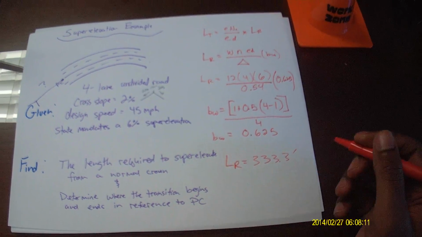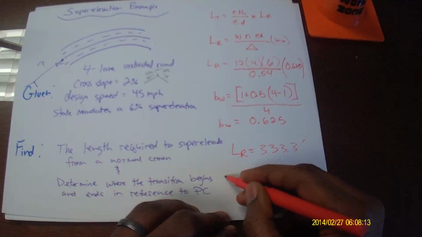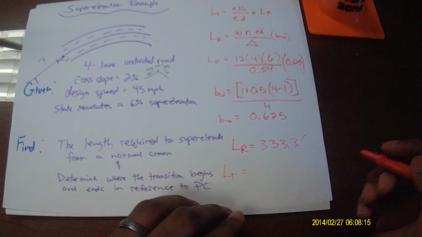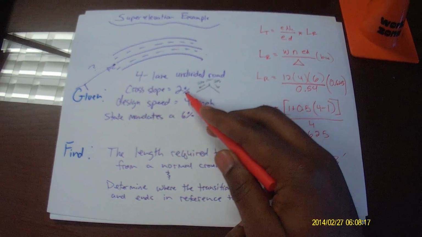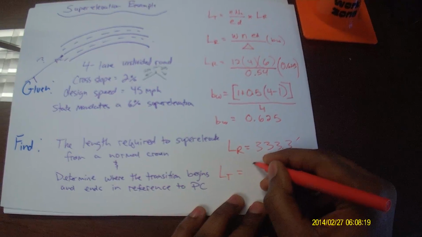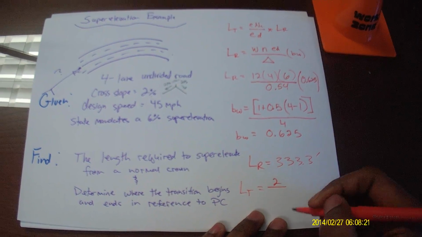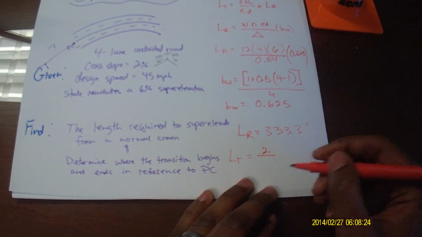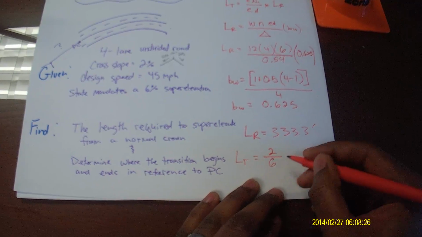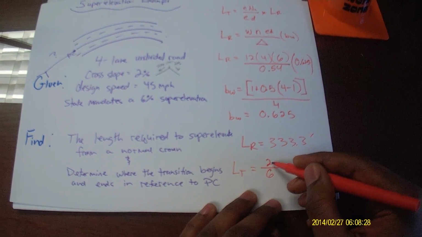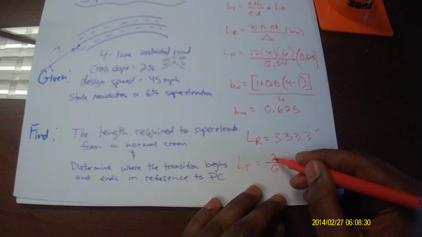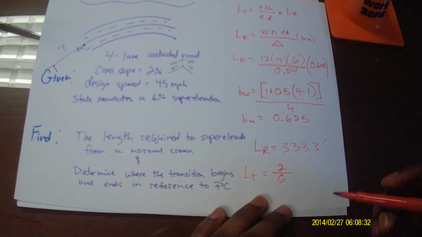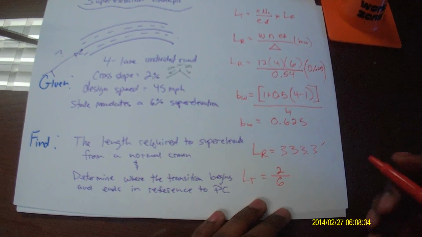333.3 feet. Now because I have L sub r, I can figure out what L sub t is, which is simply the normal cross slope, which was given at 2, divided by the superelevation, which is also given now at 6. And remember, we're going to keep these in percent form here. Everything's in percent form. Read that off of the table, the relative gradient.